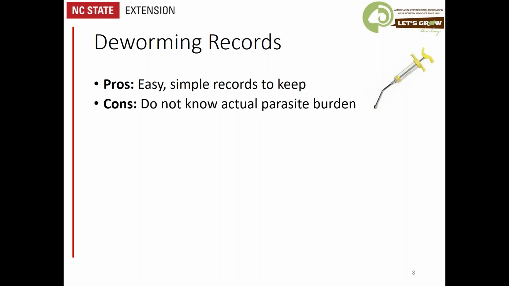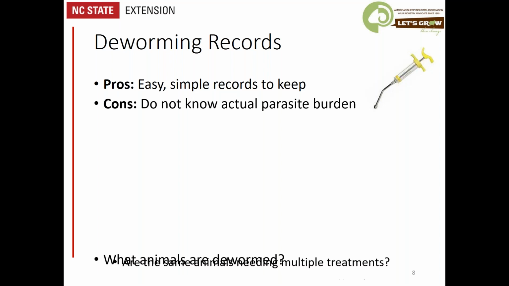The cons to these deworming records: we don't know the actual parasite burden. Something is telling us that we need to deworm them, so we are, but we don't really know if the animal is parasitized or how parasitized they are. And so we need more accurate tools to help us determine that. We'll talk about that in just a second.